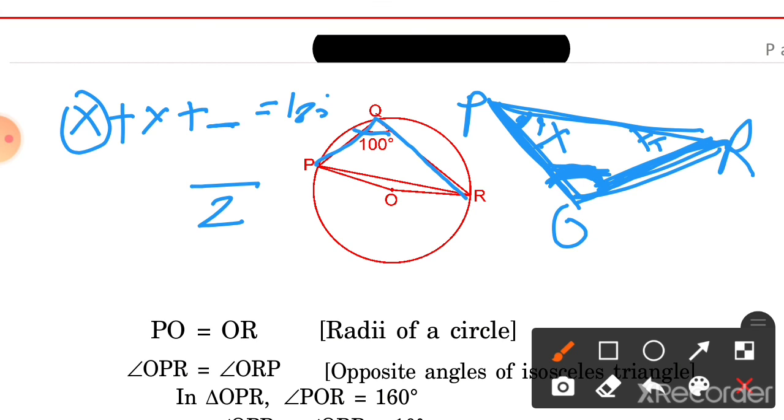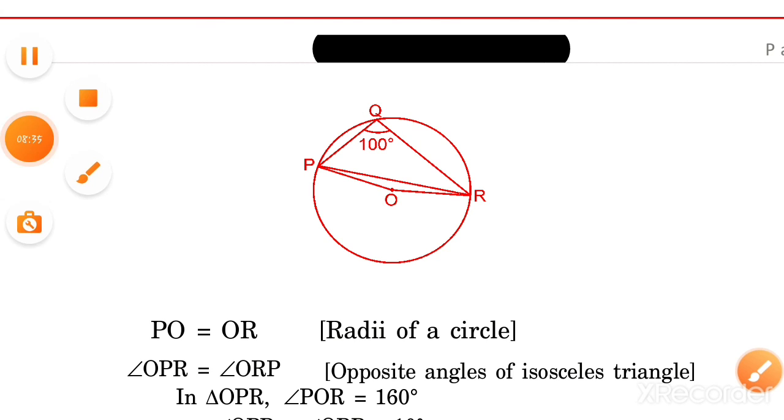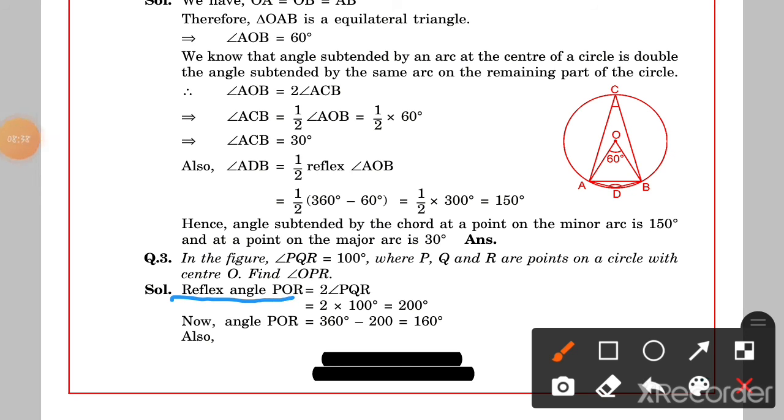Yes or no? So let's find out the value of angle POR. Correct? So how can we say? Here reflex POR is the reflex of this angle. Yes or no? Correct? So what will it be? Double of this, it means 200. So reflex angle POR is equal to 2 times angle PQR, that is 200. Now angle POR is equal to 360 degrees minus 200, that is 160 degrees. Correct, students? So we get the value of angle POR.